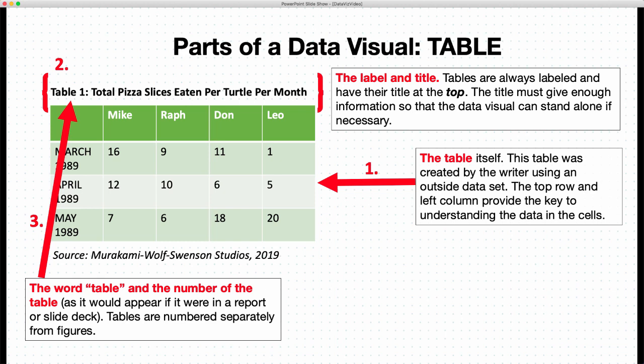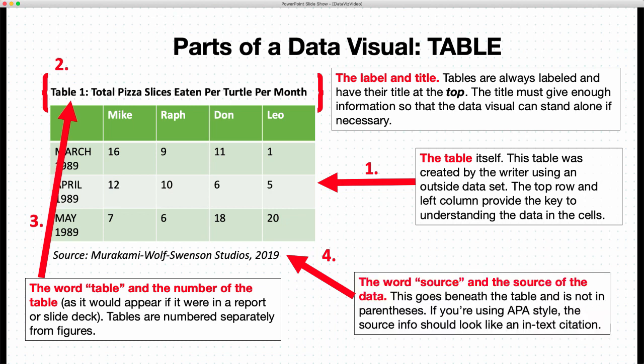This is one thing that we always do with data visuals. We give them numbers, and tables are numbered separately from figures. And right down here is the word source and then the source of the data. This goes underneath the table and it's not in parentheses. And if you're using APA style, the source info should look like an in-text citation. So as you can see, the title's at the top, the source information's at the bottom on this particular type of data visual. That's a table.